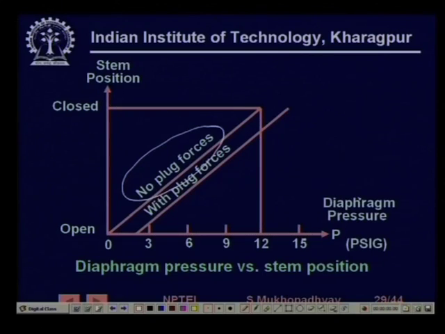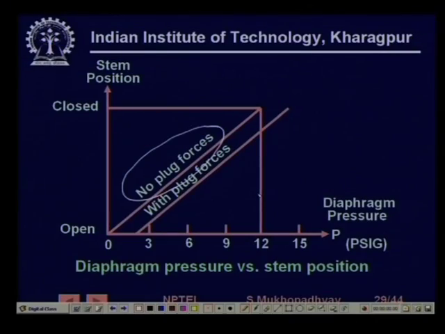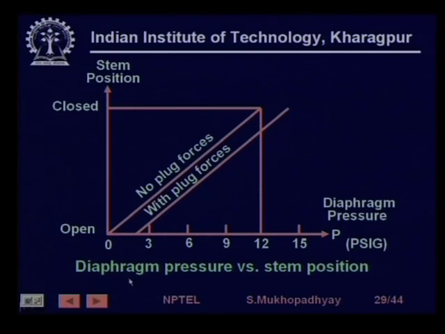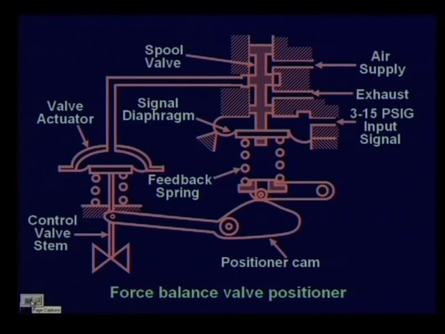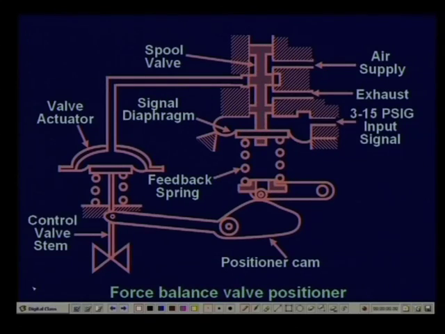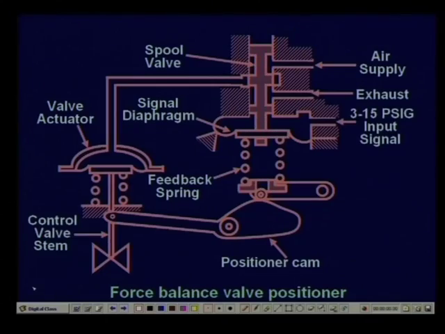But it so happens that this stem position to diaphragm pressure characteristic will change depending on whether there is plug force or not. The plug force depends on so many things, for example the current value of pressure in the pipe. So, it is necessary to make valves invariant to such variations of force. It is for such purposes that we often use what is known as a valve positioner. A valve positioner is itself a control system. So, what it does is the following.